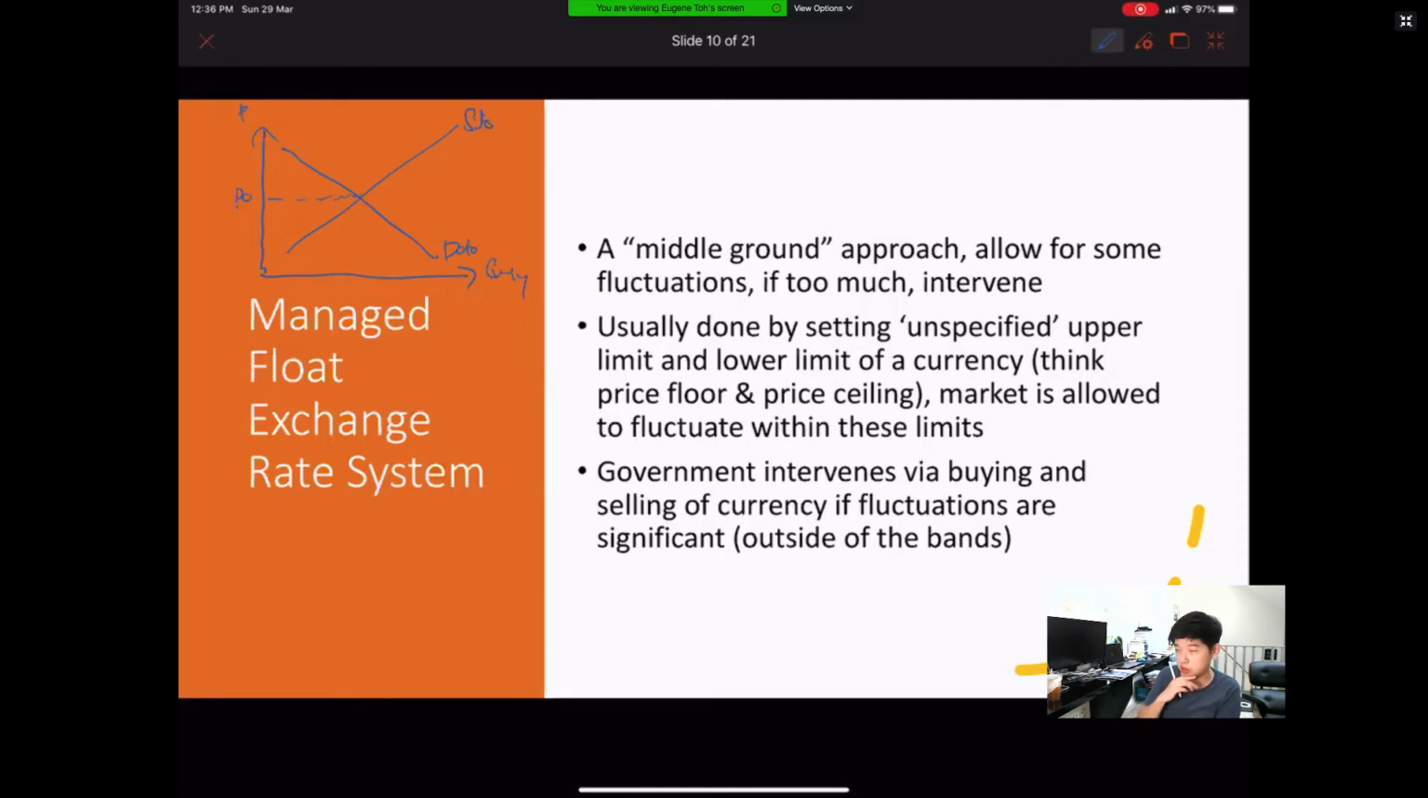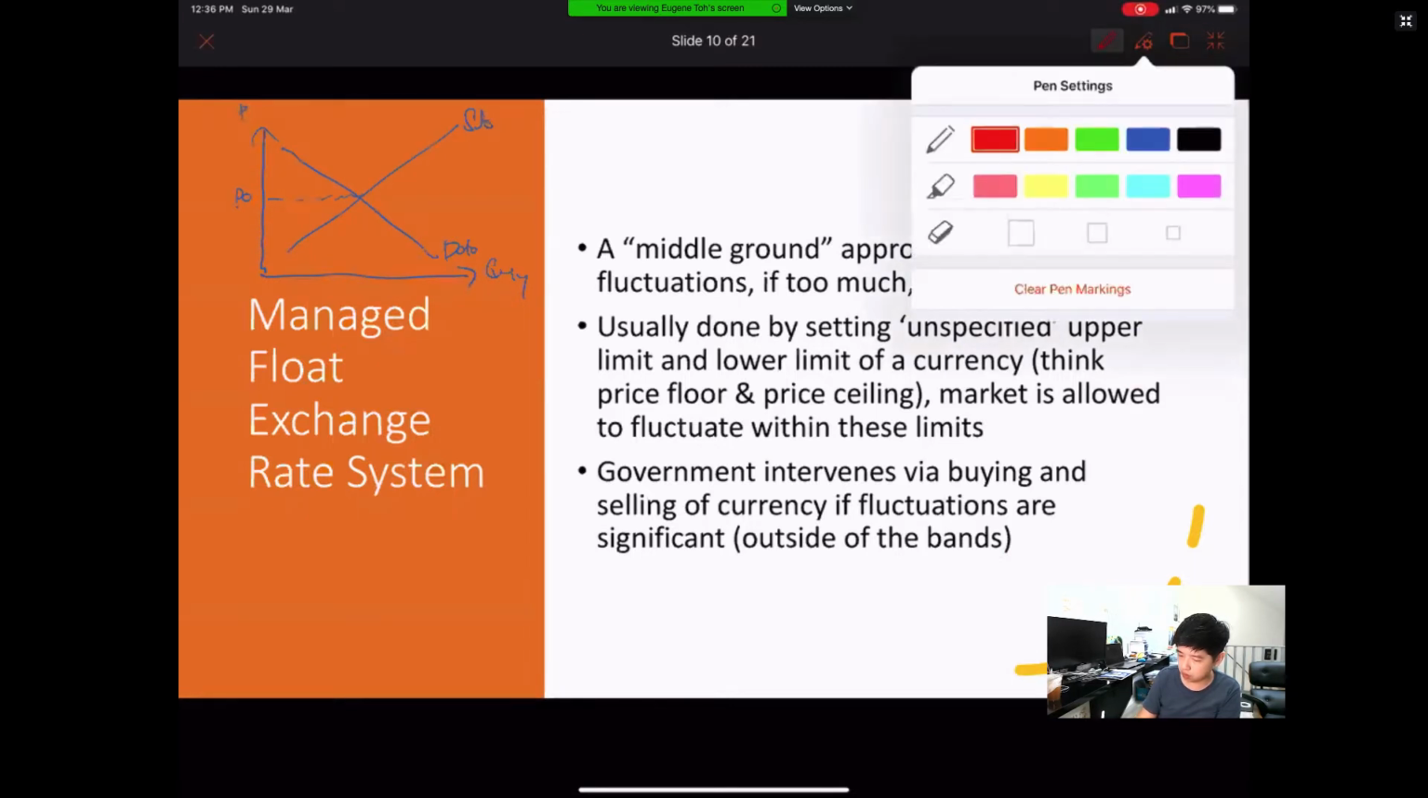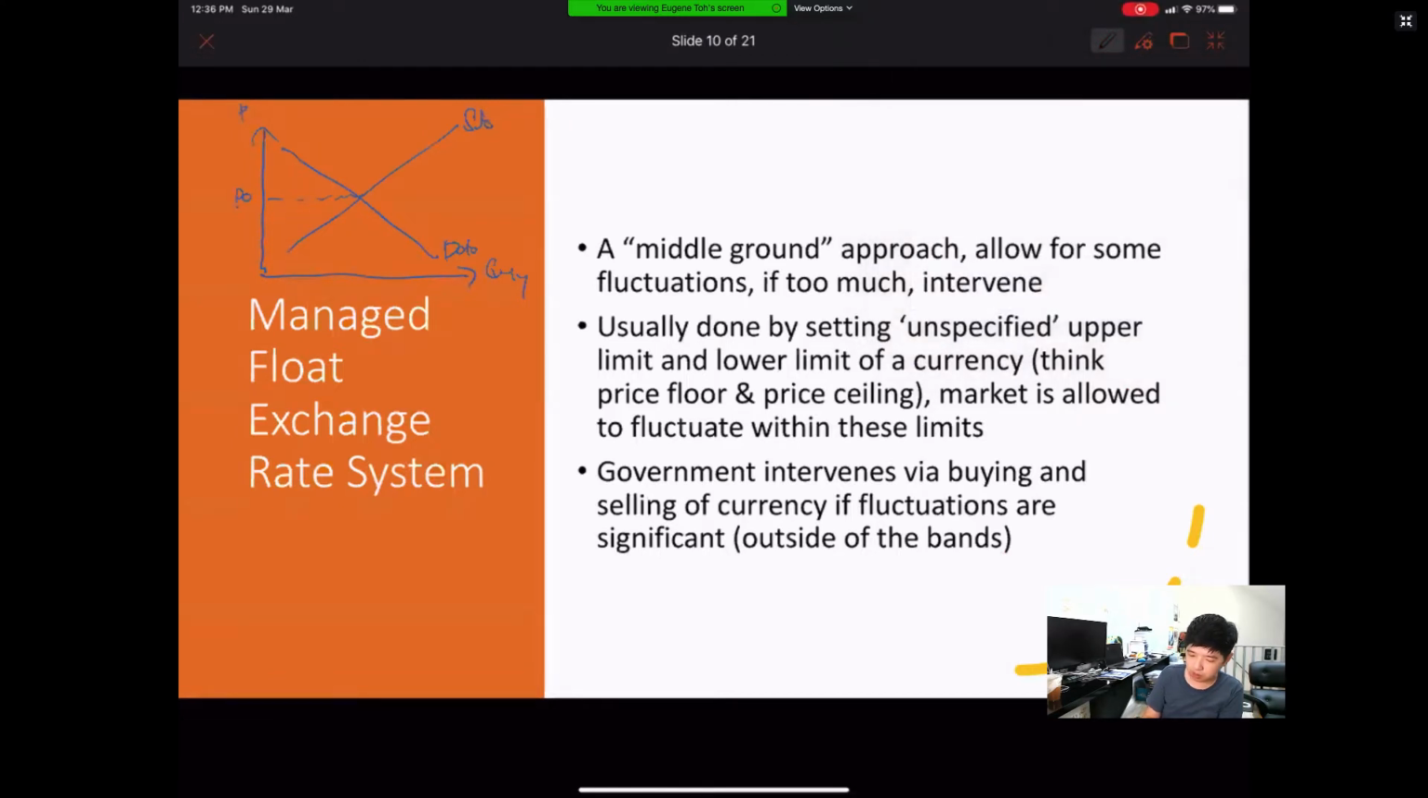Okay, imagine this is your current exchange rate. The government says, okay, I think this is not good. Why is it not good? It's not good because it's subject to fluctuation. So the government says, okay, I'm going to implement this. This is P maximum and this is P minimum.